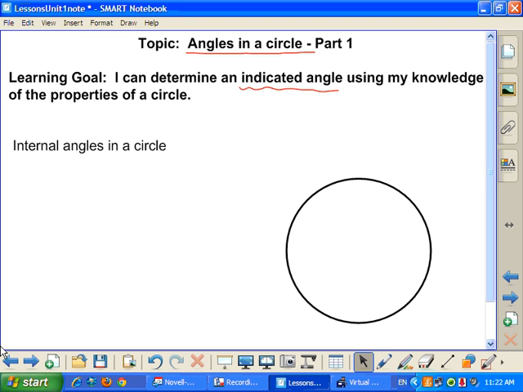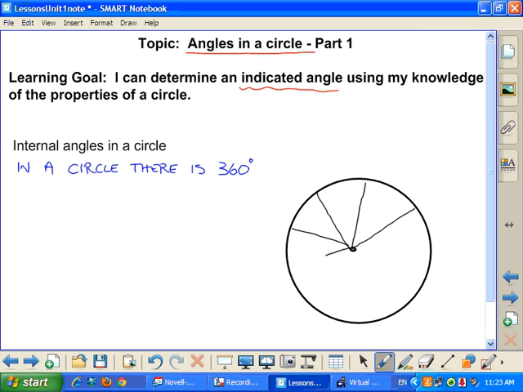angles in a circle. So the first thing I want to note is that in a circle, and we've talked about it, there is 360 degrees. So what happens if I want to cut this circle into sectors or into pie pieces? What happens then? How do you develop this? How do you figure out the angles? That's what we're looking at in this particular segment. We're looking at internal angles when you divide a circle into segments.